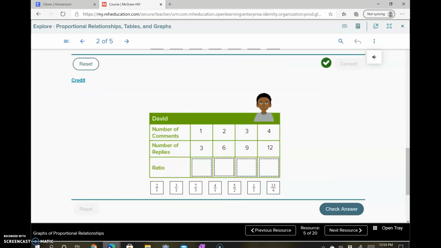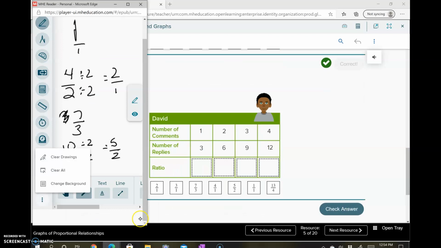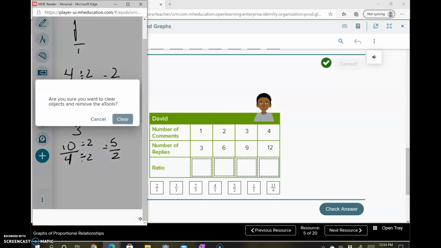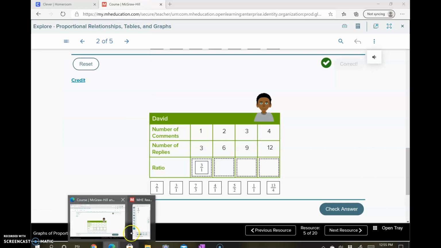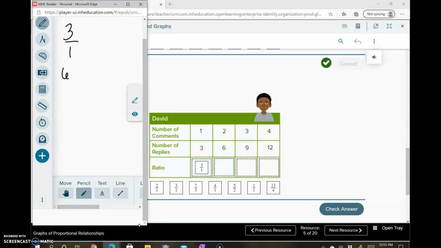All right, and now for David. So let's clear our work pad. Clear all, clear. All right, so David had 3 replies to 1 comment. My denominator is already 1. I can't go any simpler. So we're going to go ahead and move 3 to 1 in. Then we have 6 to 2. All right, well, those are both even, and the denominator is 2.